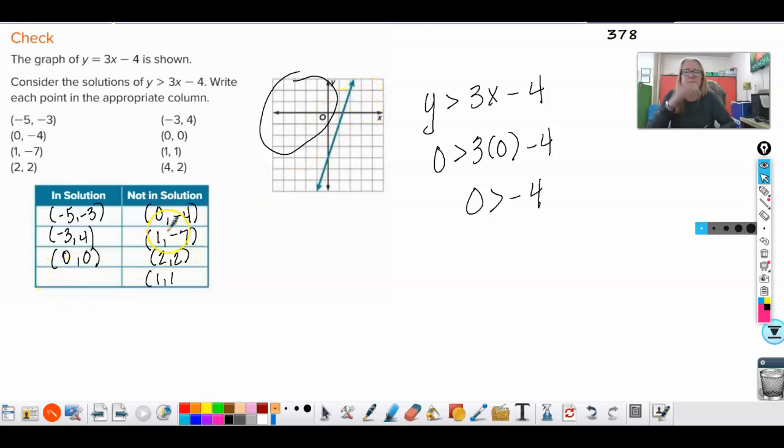Oh, you know what? Oh my gosh, I just started writing in the wrong column. 1, 1 is in the solution, and I wrote it in the wrong column. And then 4, 2 is not in the solution, and now it's in the right column. It's Friday, and it's quitting time, and I'm tired. I've been working all day.